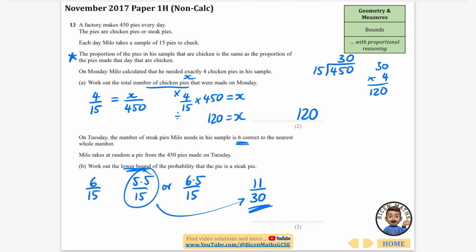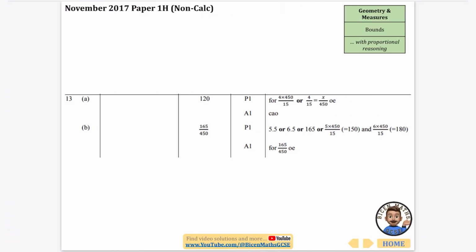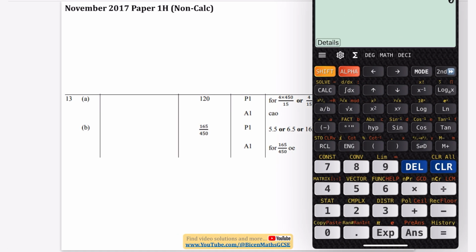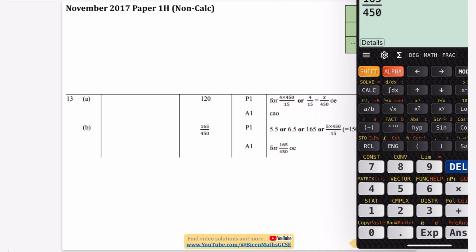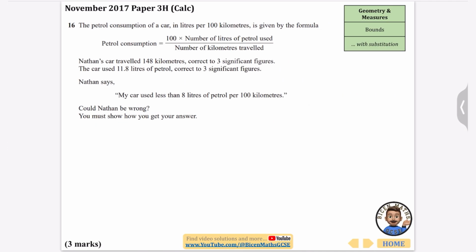So let's check the answers of 120 and 11 over 30. So we've got 120. It says 165 over 450 or equivalent. So I'm just going to show you that 165 over 450 is actually 11 over 30. So we have got that one right. Now this is kind of like the typical bound questions that we'd come across. So that first one was a bit strange.